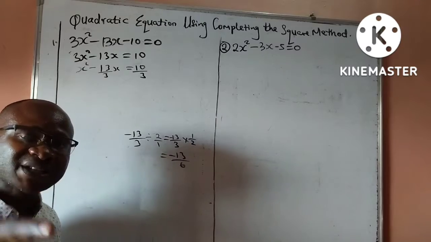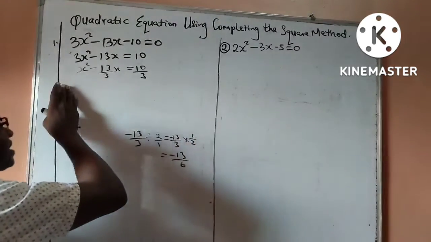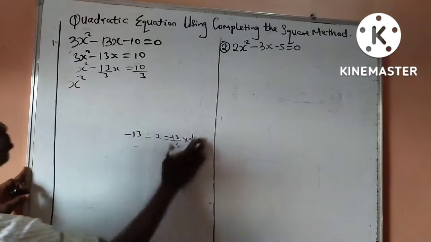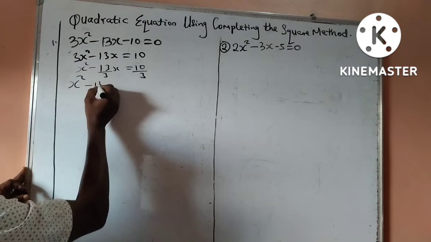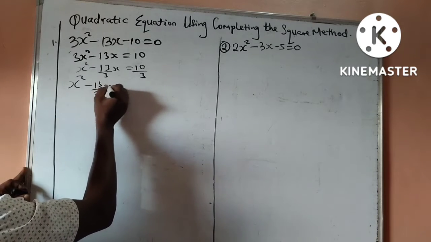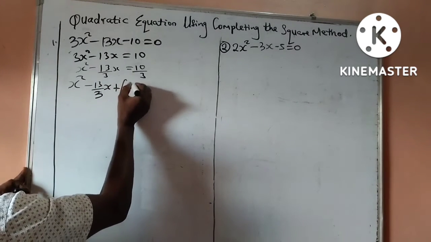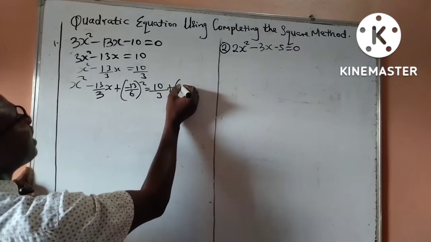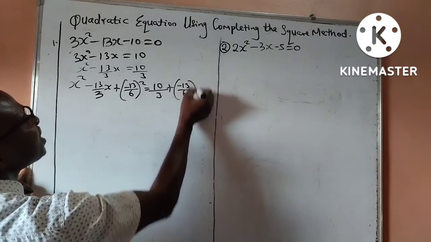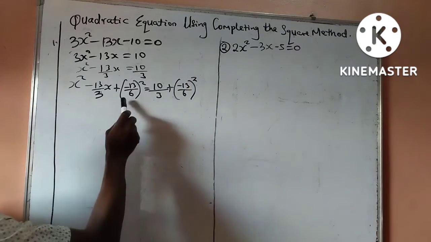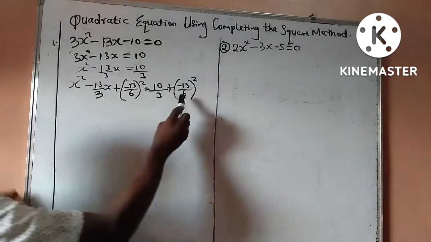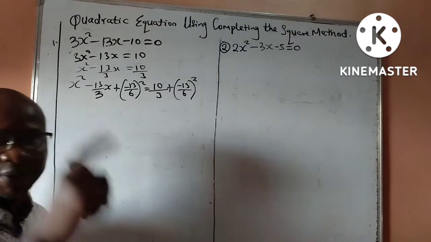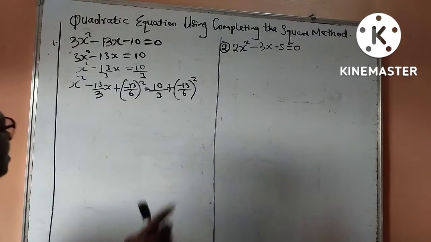Then, that minus 13 over 6, I will raise it to power 2, add it to the left hand side, and also add it to the right hand side. So, I will now have x raised to power 2 minus 13 over 3x, plus minus 13 over 6 raised to the power 2, equal to 10 over 3, plus minus 13 over 6 raised to the power 2. What have I done? I added this one to the left and I added it also to the right. That is called the third step. Remember, there are 7 of them, the third step.